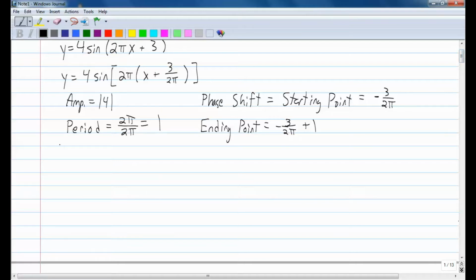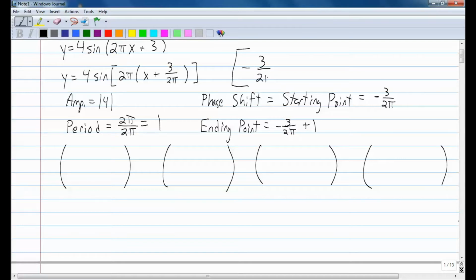So let's say we draw our 4 subintervals. I did not draw the interval for the entire graph. I'll do that right now. I'll draw it right here. The interval for the entire graph is going to be from negative 3 over 2 pi to negative 3 over 2 pi plus 1. Okay. This first subinterval is going to start at negative 3 over 2 pi. The last subinterval will end at negative 3 over 2 pi plus 1.